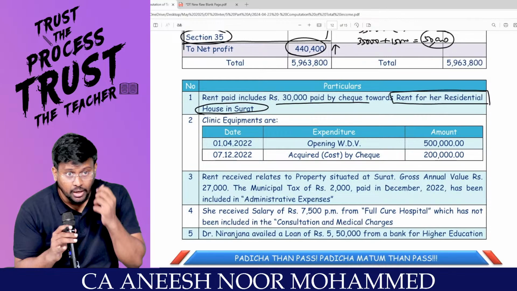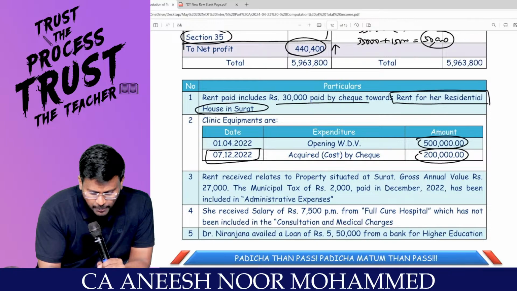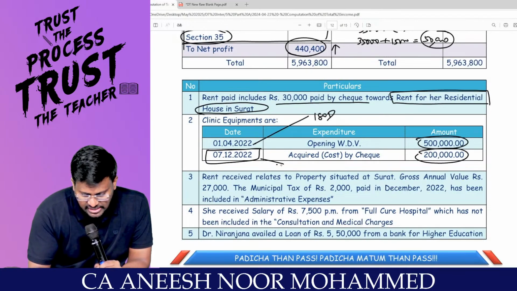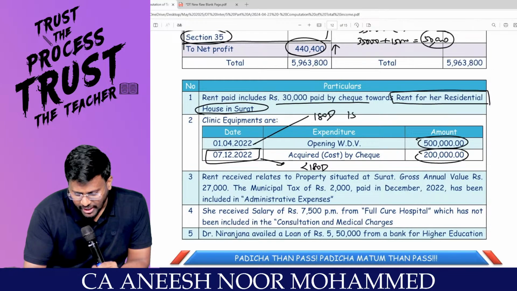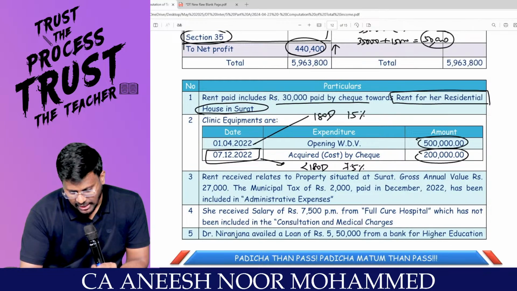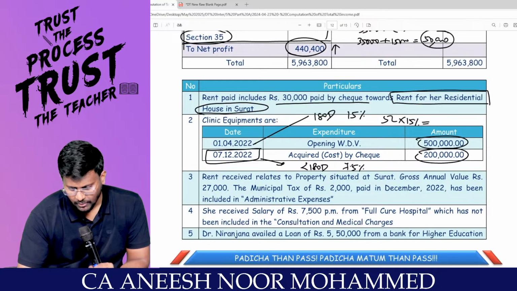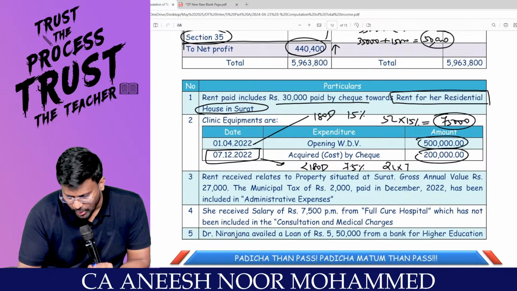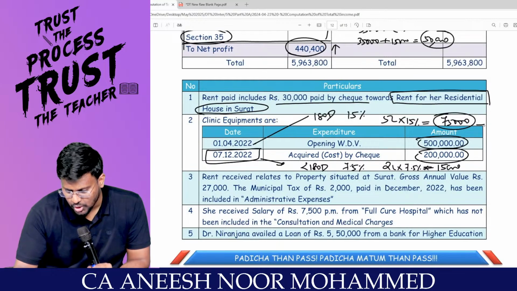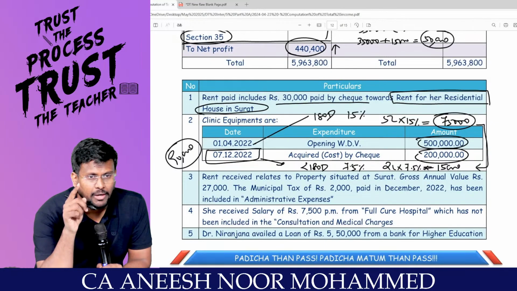Clinical equipment: opening WDV 5 lakh and acquired by cheque 2 lakh. Sir, dates have been given. First one more than 180 days, second one less than 180 days. More than 180 days 15%. Second one 7.5%. Right, sir? 5 lakh into 15% comes to 75,000. Comfortable? Then, my dear lovable students, 2 lakh into 7.5% comes to 15,000. So 75 plus 15, 90,000 is the normal depreciation.